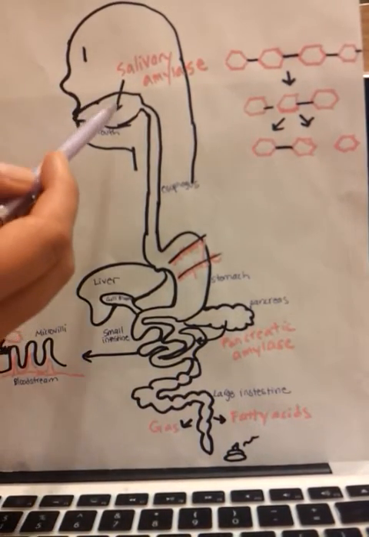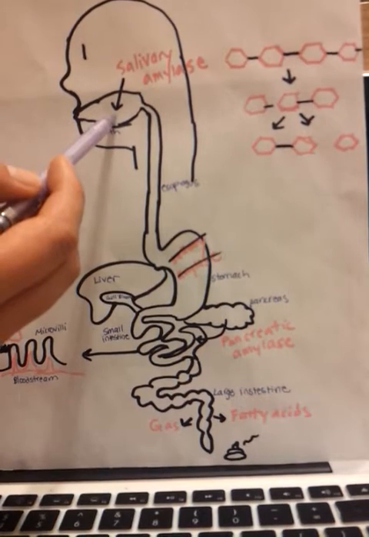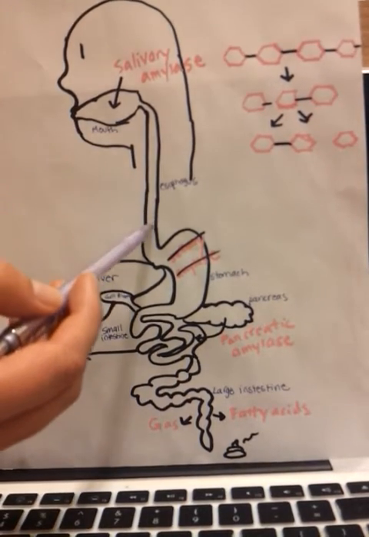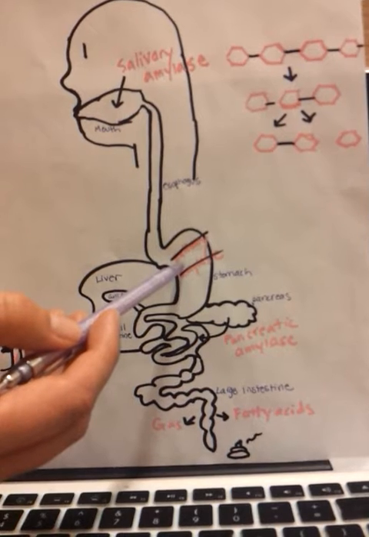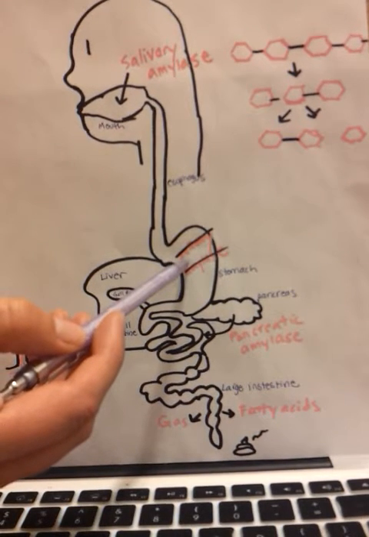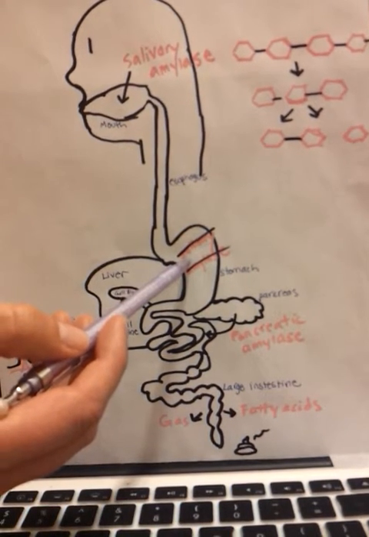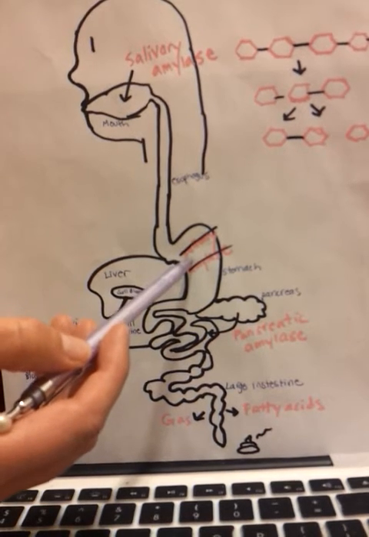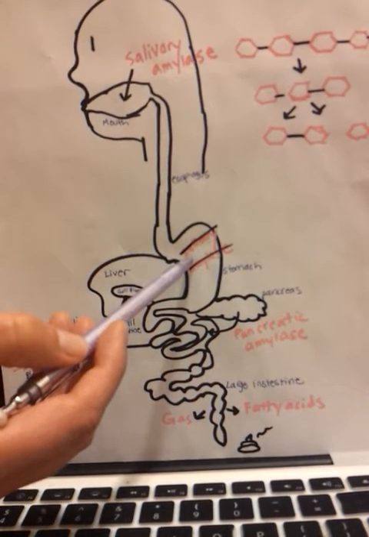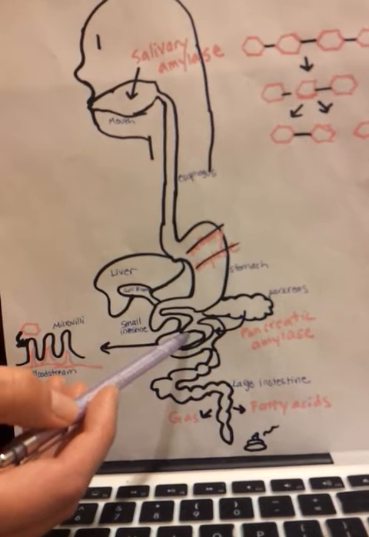Next, we swallow the chewed apple, or bolus, and it goes through our esophagus into our stomach. In the stomach, no digestion occurs. Salivary amylase from the mouth is inactivated. Now, the bolus moves to the small intestine.